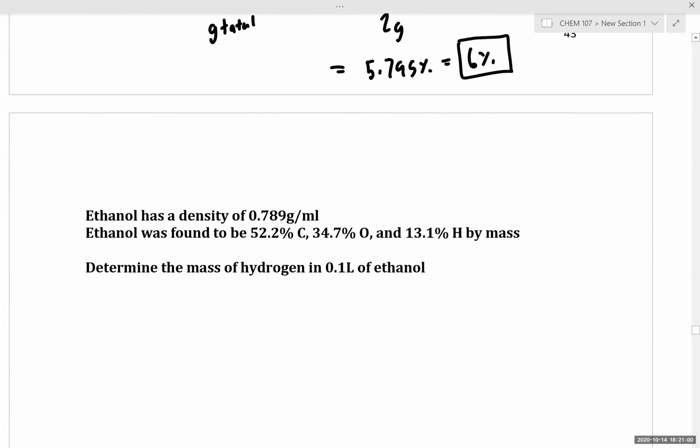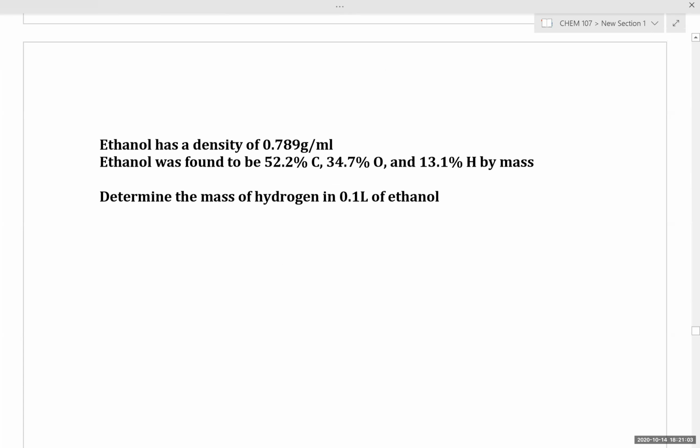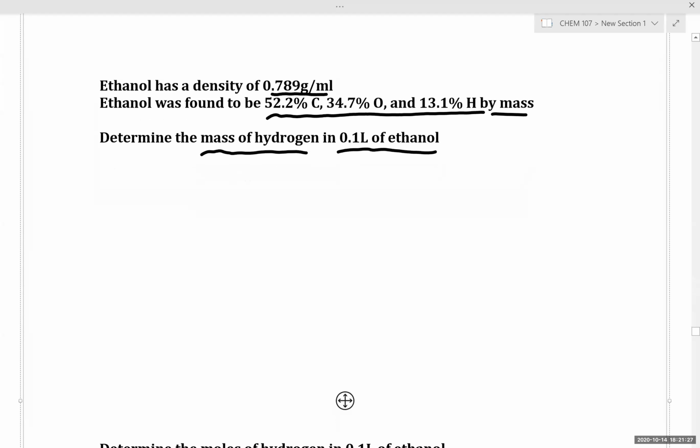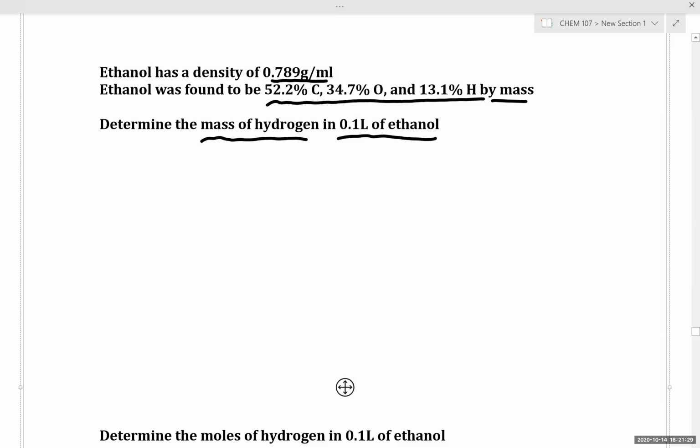Okay, so let's do another somewhat higher level example. So ethanol has a density of 0.789 gram per mil and was found to have the following percentages of each element by mass. And our first goal of business is to determine the mass of hydrogen in 0.1 liters of ethanol.